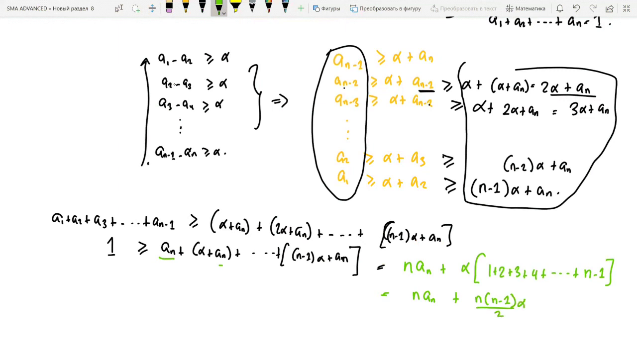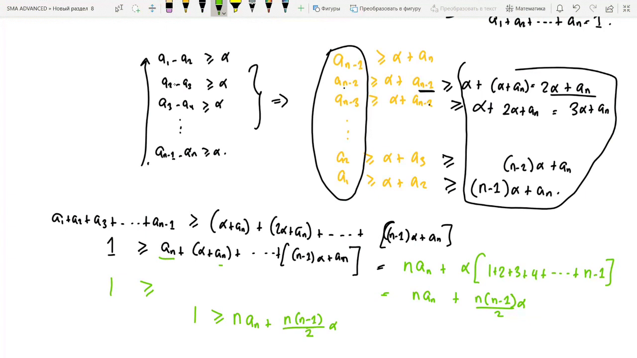And so we'll have that 1 is greater than or equal to this. So we have that 1 is greater than or equal to n an plus (n minus 1) n over 2 alpha.